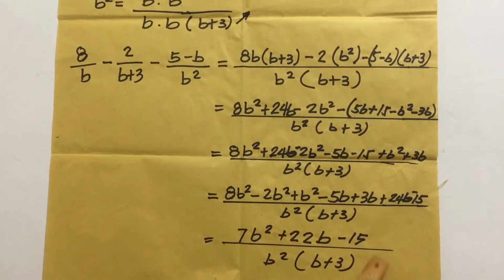So this will be our answer now. Because we cannot factor, there is no factor for 7b squared, 22b, and 15, so they are not a perfect square. So this will be our final answer.